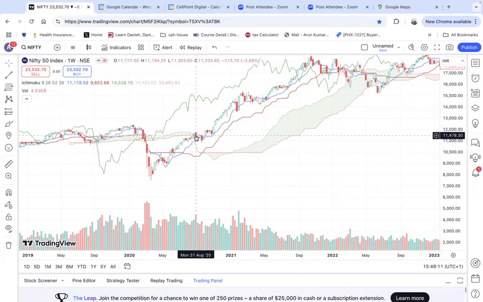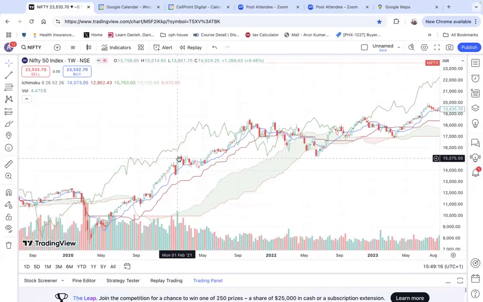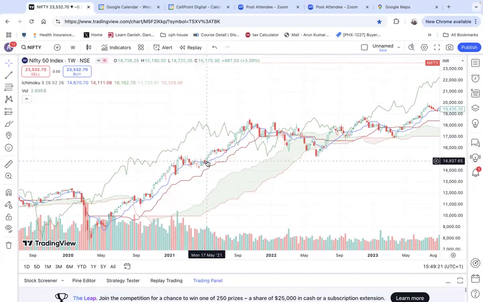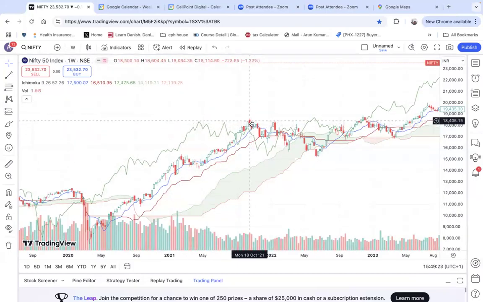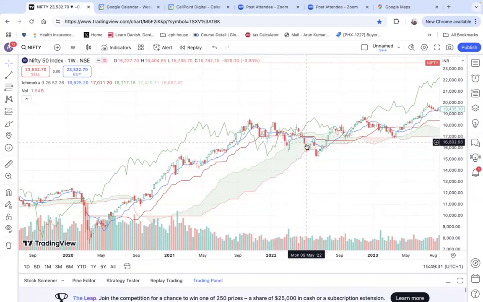And then here you see that the cloud is disappearing. And from here on, it keeps on going up, and it takes support at the Tenkan-sen. It keeps going up, and then you can see that sometimes it comes here and takes the support of the cloud, and then it reverts back again. Then again, it goes up and takes the support of the cloud, goes up again.